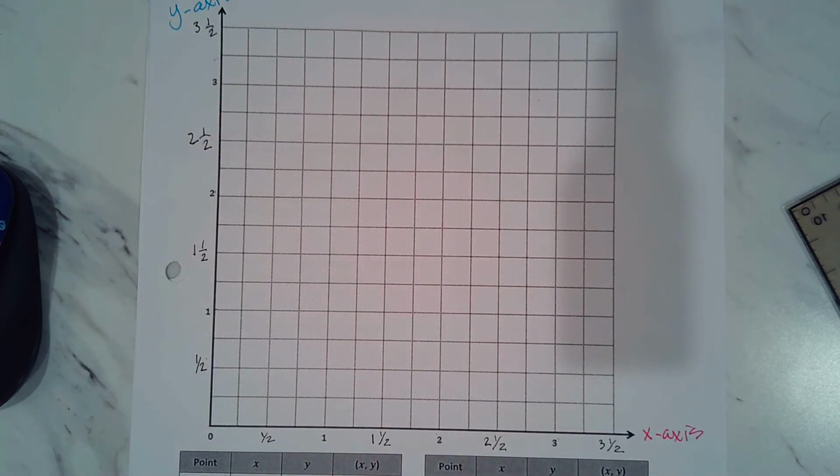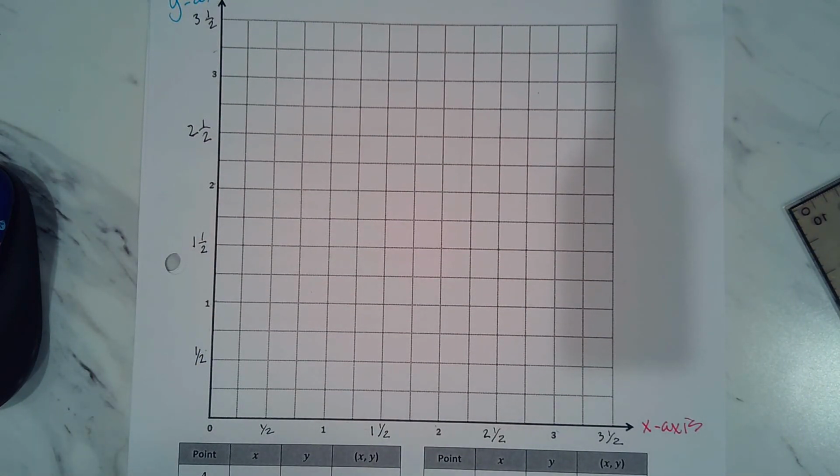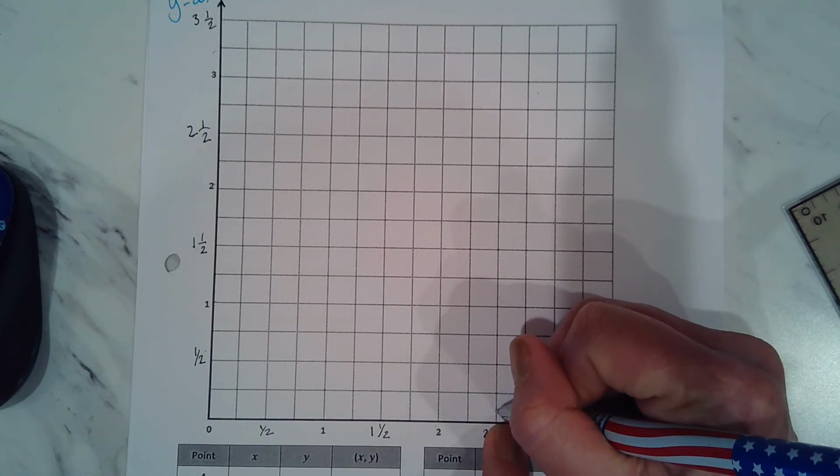Okay, so now that we have our coordinate plane labeled, let's start plotting some points and asking some questions, because remember, our objective was to investigate patterns in vertical and horizontal lines and interpret points on the plane as distances from the axes.